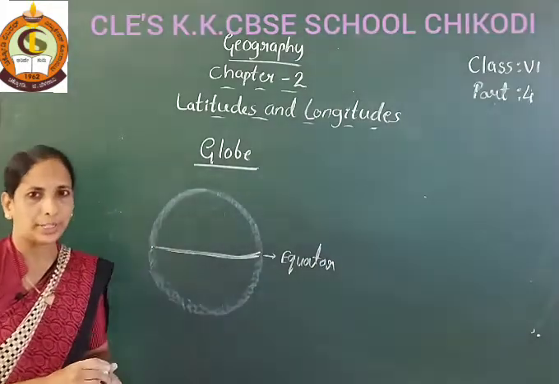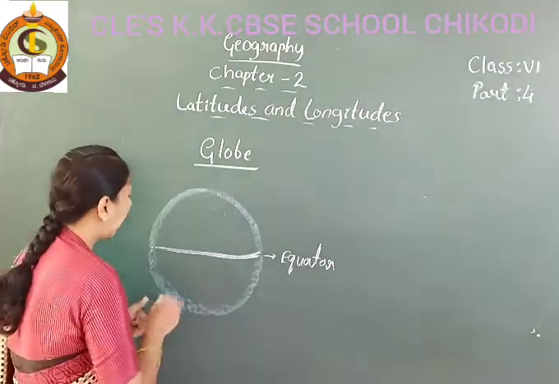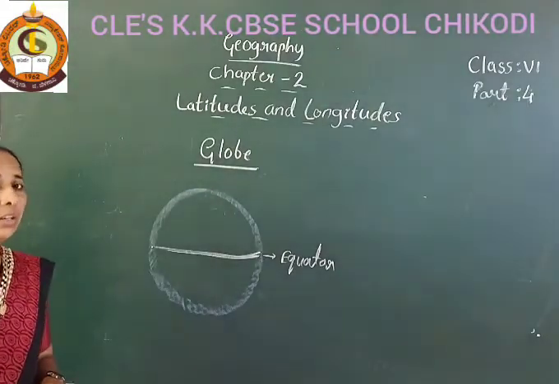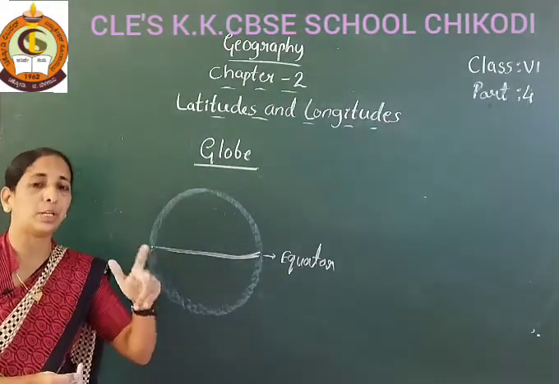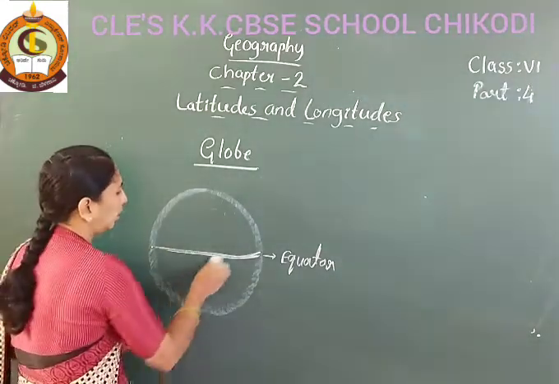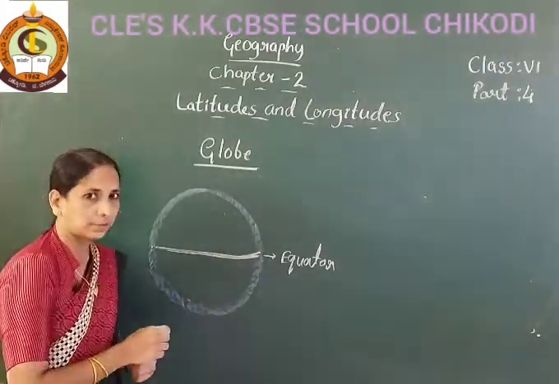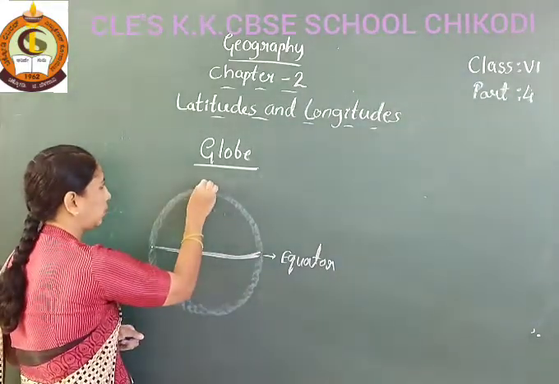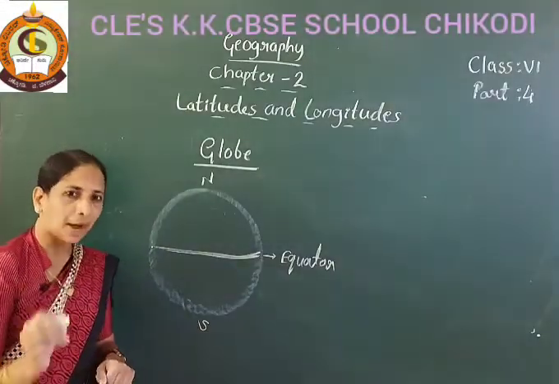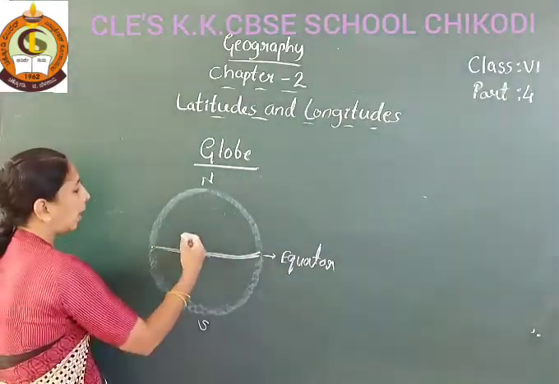This is the equator, which is how we locate places on the globe. See here now. This equator divides the earth into two halves, two hemispheres. We know that this is the North Pole and this is the South Pole.